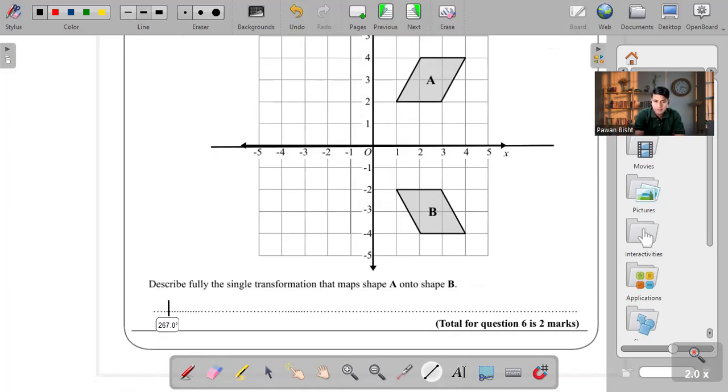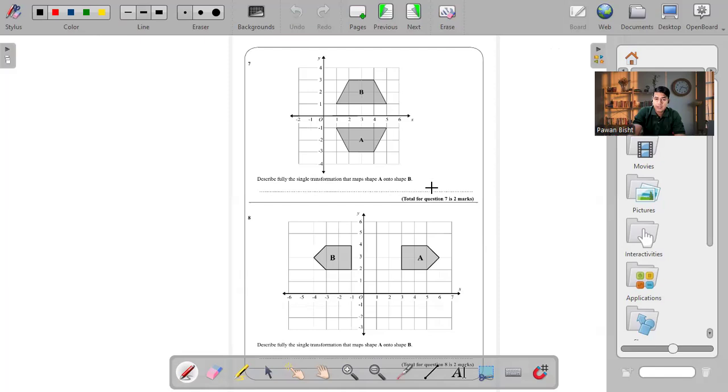So we will say reflection along the x-axis. Reflection along the x-axis. Understand? Right? Reflection along the x-axis. Clear? Okay. Now the next question I am leaving for you to try.